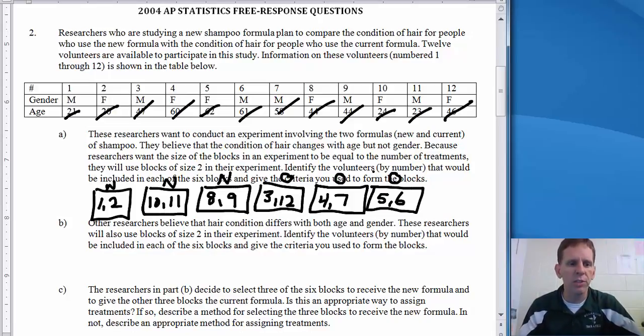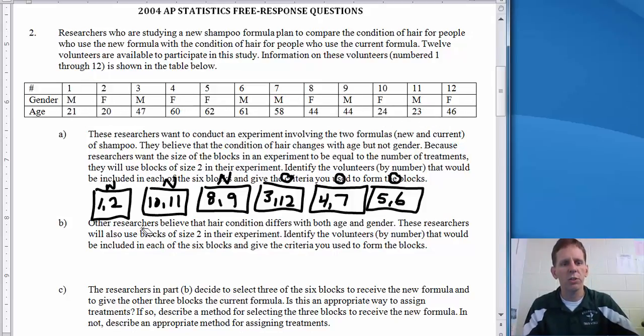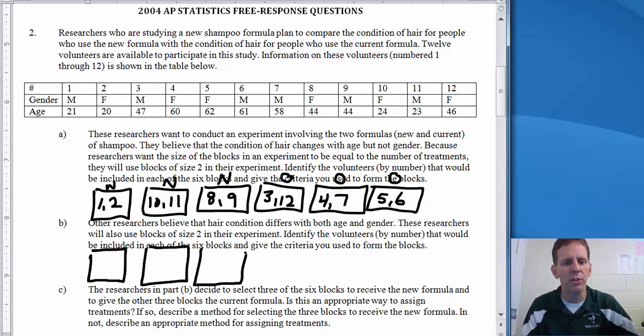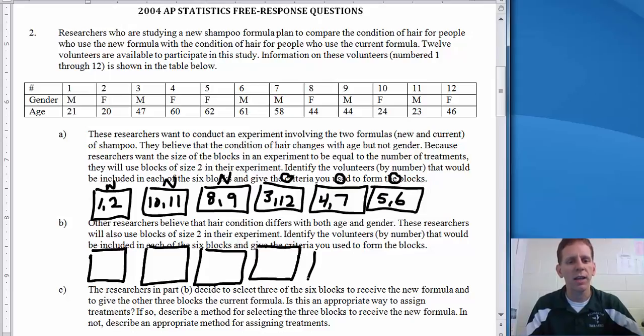On part B, other researchers believe that hair condition differs with both age and gender. So these researchers think that it's not just age, but gender that also affects things. Researchers are also going to use blocks of size 2. So we're going to use blocks of size 2 again, but this time we want to make sure that within each block we have people that are similar not only by age, but by gender. In this case, it means that we want people of the same gender to be within each block.